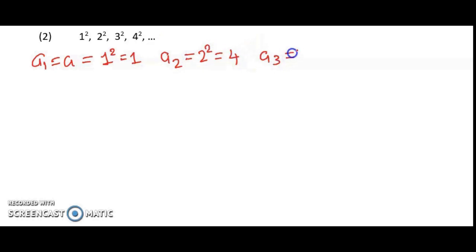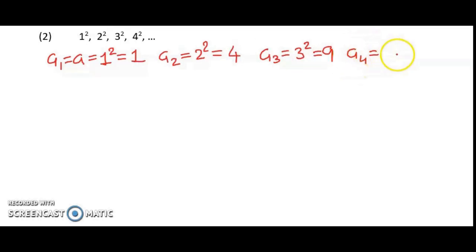Here you can see the series is given: 1 square, 2 square, 3 square, 4 square, like this, and we have to check whether this given series is an arithmetic progression or not. So let's see here the first term, that is 1 square, that is 1 only. Second term, that is 2 square, that is 4. Third term, that is 3 square, will be equal to 9. Fourth term of this series, that is 4 square, is equal to 16.